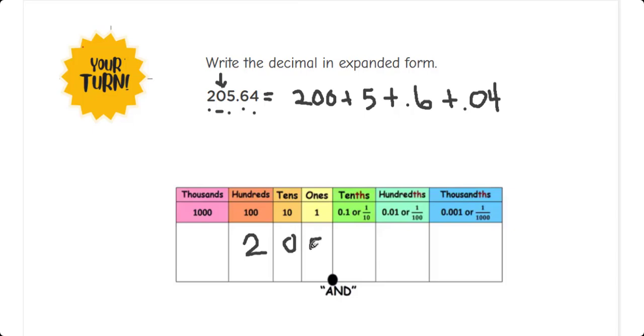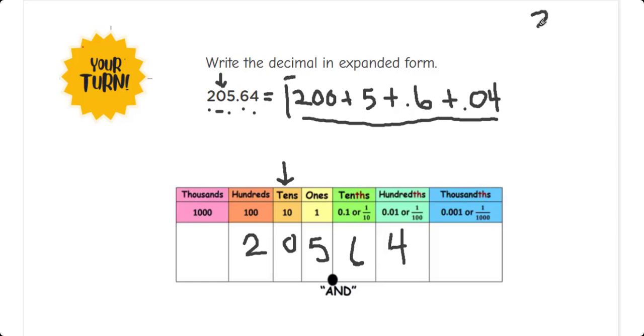205 and 64 hundredths. Two things I want you to notice. We didn't put anything in the tens place because there's a 0 there. So when you're up here in your equation, the expanded form, you don't have to put plus 0, because it's nothing, okay? If I were to add 200 plus 5, it comes out to 205. So you don't have to recognize that 0 when you're putting it in expanded form.